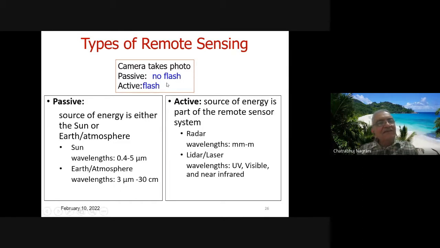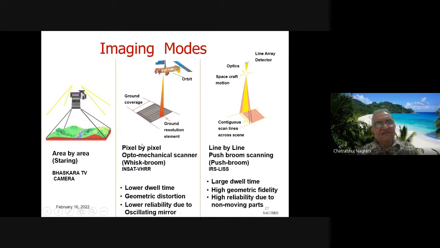A simple way to think of it is whether we take a camera with flash or without flash. When it is with no flash, then it is a passive sensor camera. When you are using a flash, it is an active sensor. Now I will not go into the details because I have told you all the things.